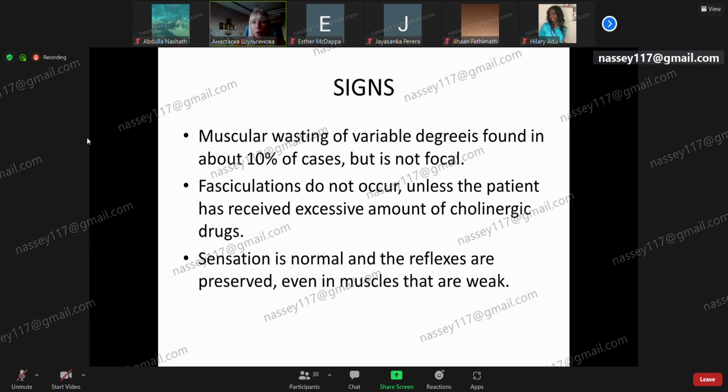Fasciculations don't occur unless the patient has received an excessive amount of cholinergic drug. Fasciculations, this is the answer for a high dose of the cholinergic drug. Sensation is not affected, normal. Reflexes will be present, even in weak muscle, they are not affected.